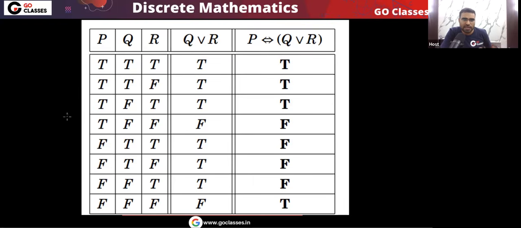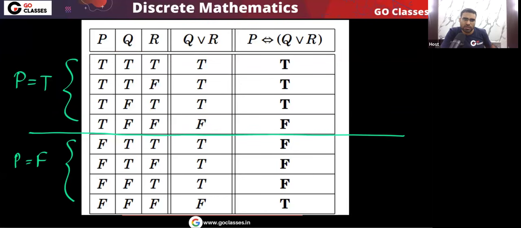But notice one thing. In the first 4 truth value combinations of PQR, can you notice P value is true? Similarly, you can notice that in the other 4, P value is false. So these two cases, P true and P false, are covering all the possibilities. Yes or no? When I say P true, I'm covering all these cases. And when I say P false, I'm covering all these cases. So remember, if I take these two cases, then I'm covering all the possibilities. I hope this point is clear.